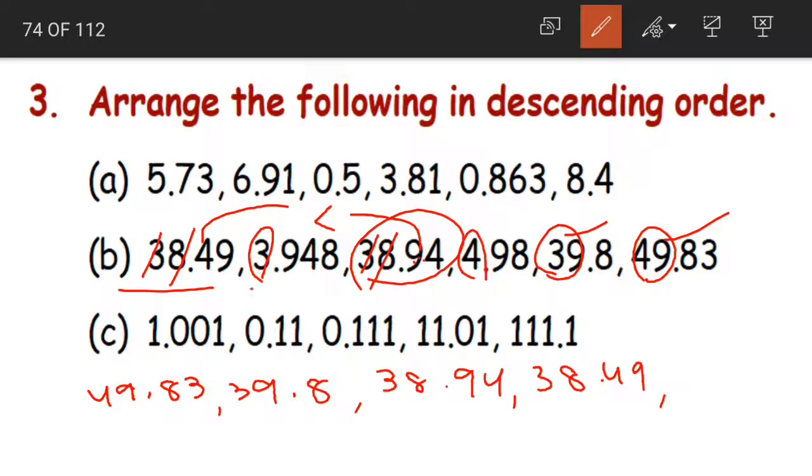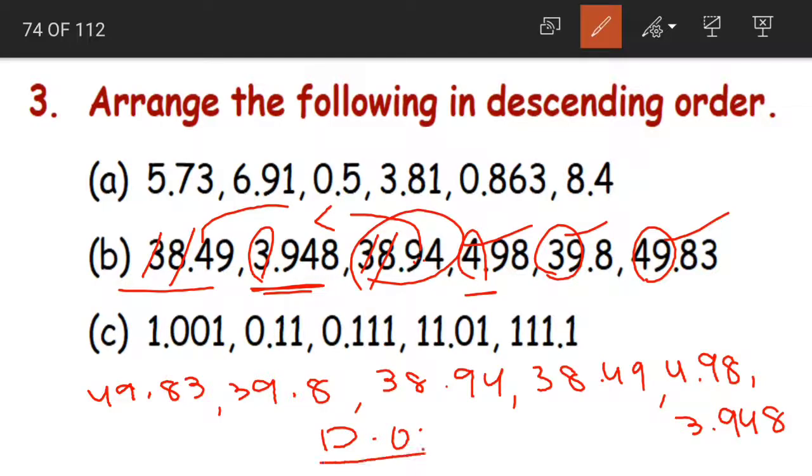And then after that we are having 3 and 4. Now from this, 4 is the greater number. So 4.98 becomes our next decimal. And lastly we are left with 3.948. So again this is the descending order for the given set of decimal numbers.